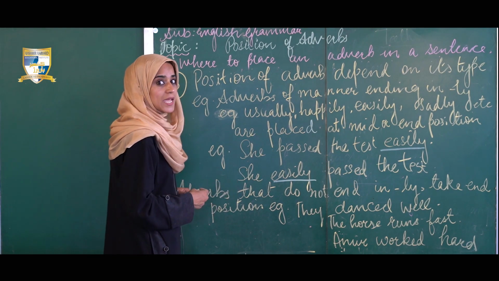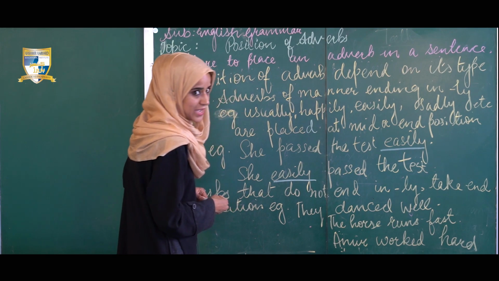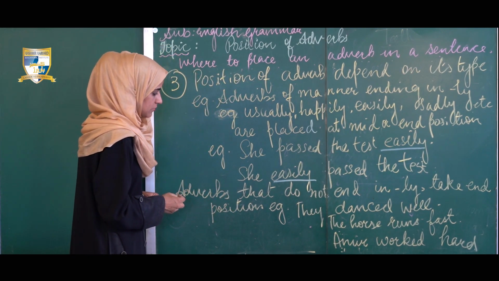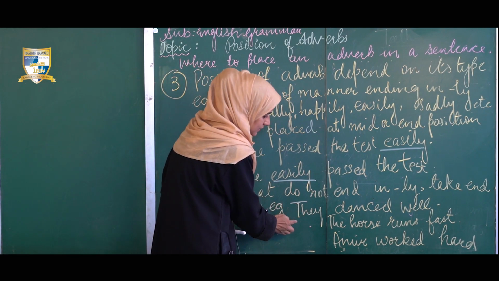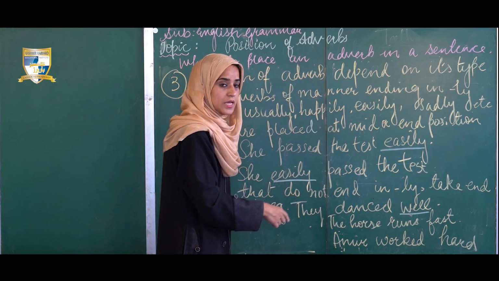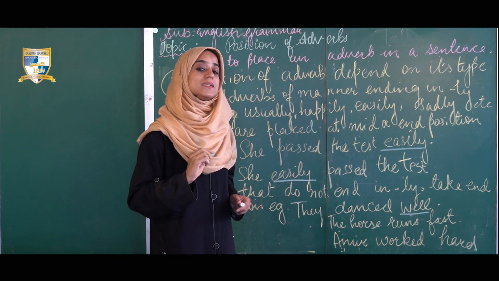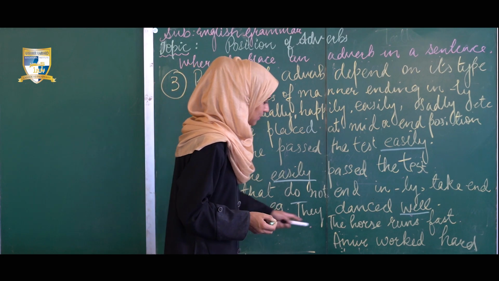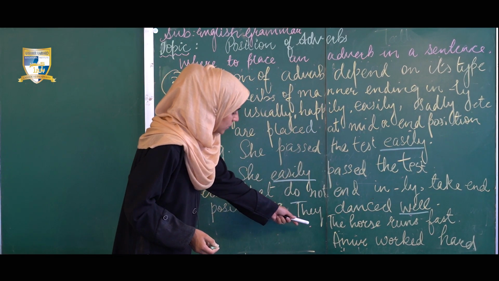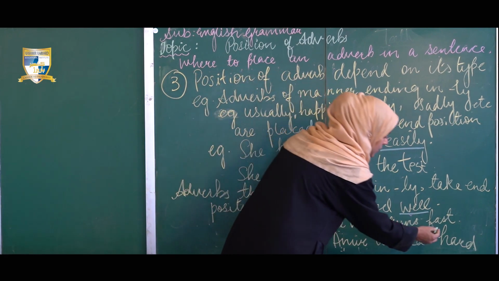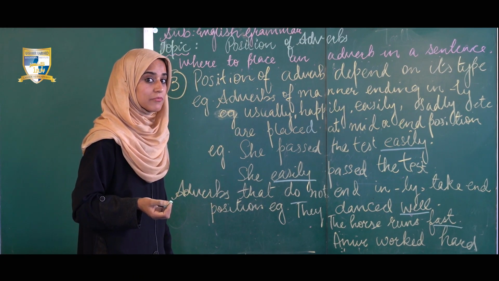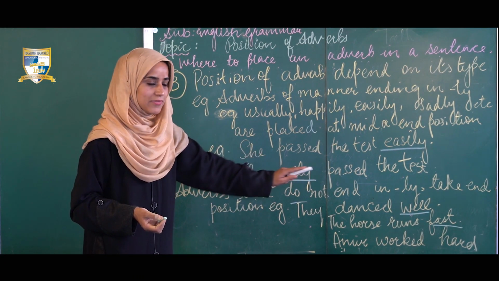Adverbs of manner that do not end in ly take end position. For example, they danced well. Here, well is again an adverb of manner, but it does not end in ly. So we are placing it here at the end. It's taking end position. Next we have, the horse runs fast. Again, fast is an adverb of manner and it comes at the end.